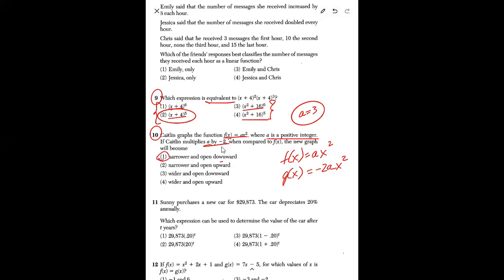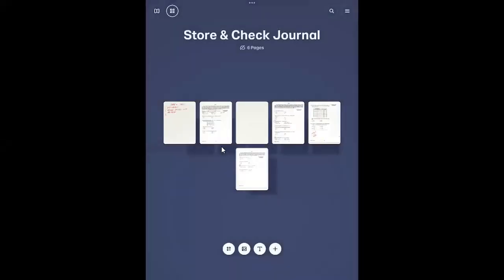So now all I did was I just stored a number, a positive integer, into A. That's all I did. And then I just graphed it. So I used the store key and I used the graphing key, and I was able to figure this question out. Okay, let's look at another one real quick.